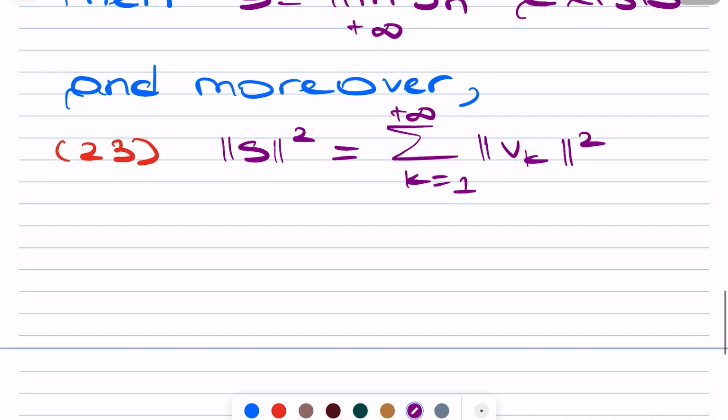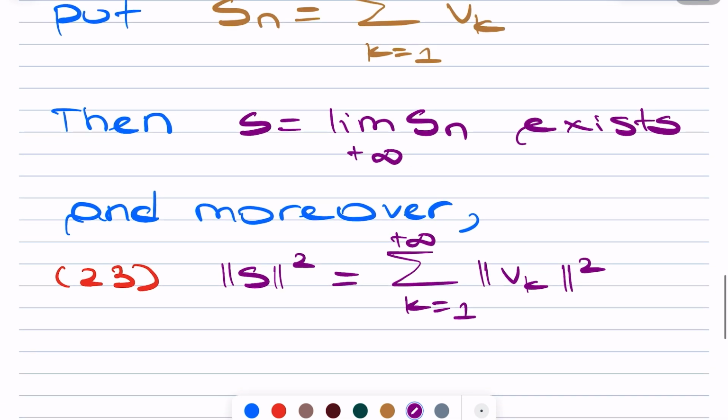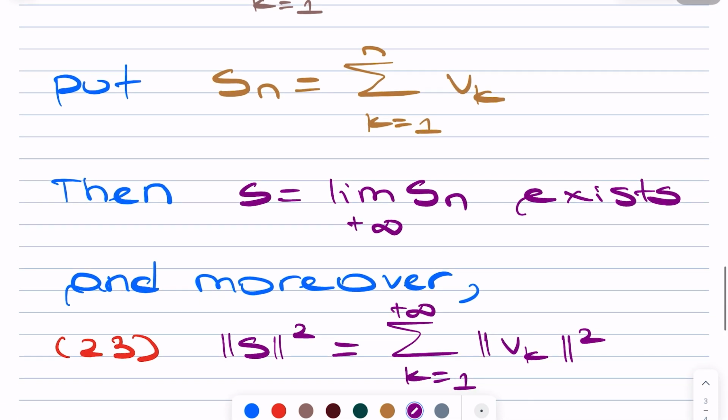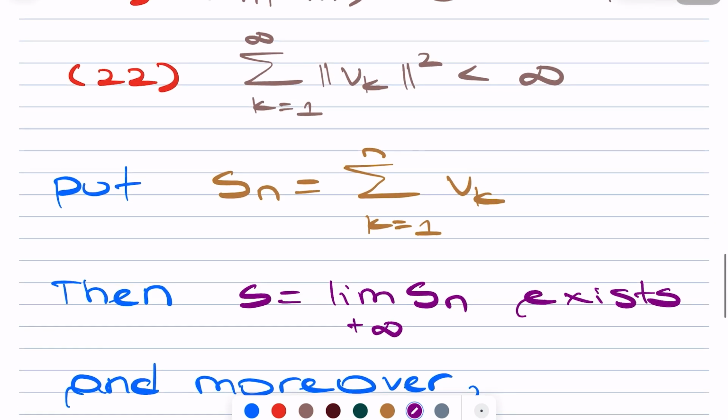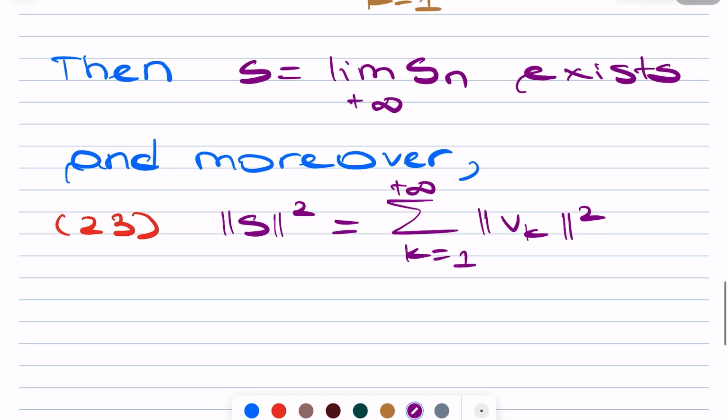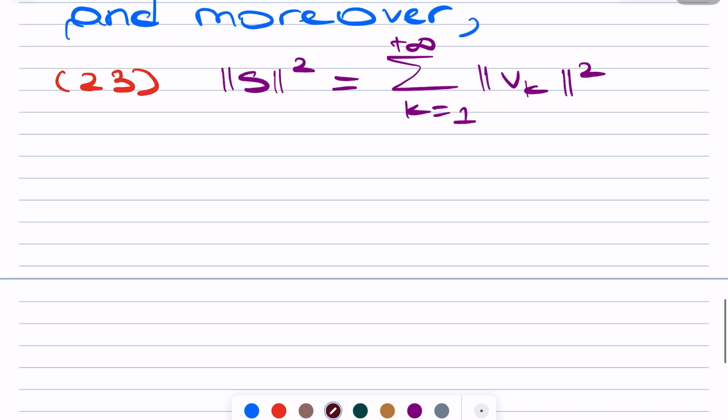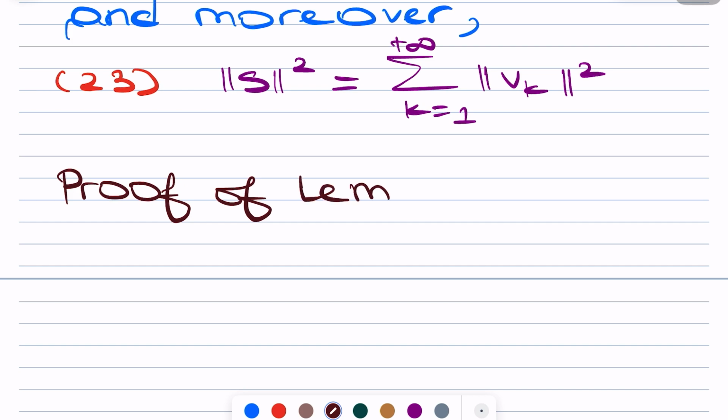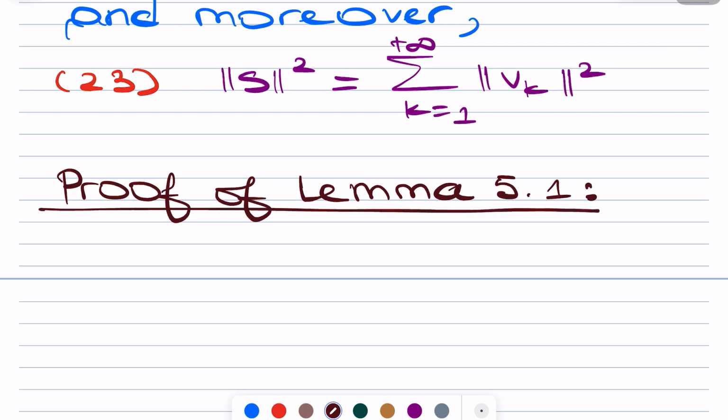The proof of this lemma is relatively simple. To prove the existence of the limit, to prove that Sn converges to a point S, we will basically show that Sn is a Cauchy sequence. And then we use property 21 to show that 23 actually holds. So this is basically the main idea of the proof. Proof of lemma 5.1.